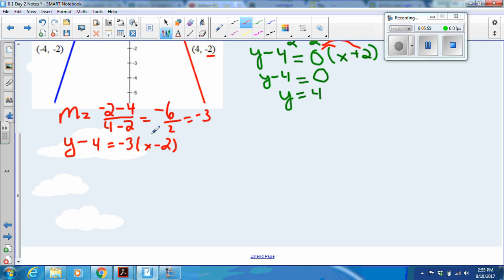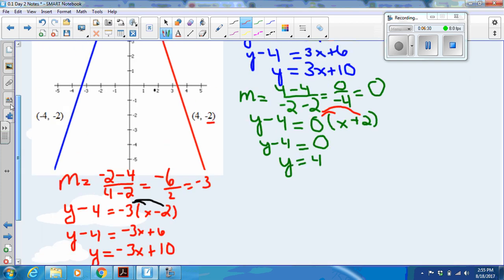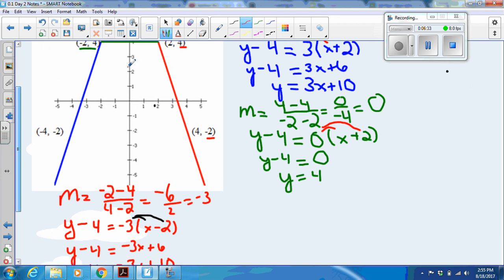Now what I do is I distribute that 3, or negative 3, to the x, and then I distribute it to the negative 2. So now I have y minus 4 equals negative 3x. And remember, negative times a negative gives us a positive, so we get a plus 6. Now we're not done. Remember, we have to get y by itself, so we add 4 to both sides. So we have negative 3x, once again, plus 10. So now we have all 3 of our equations.